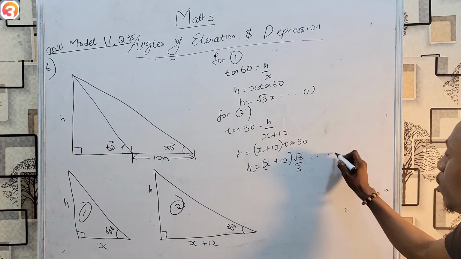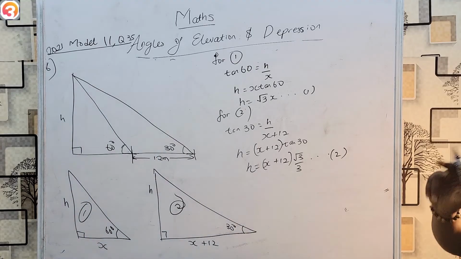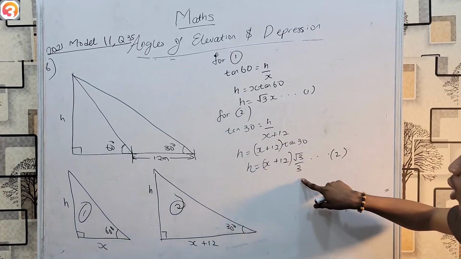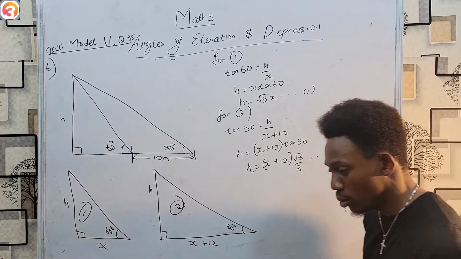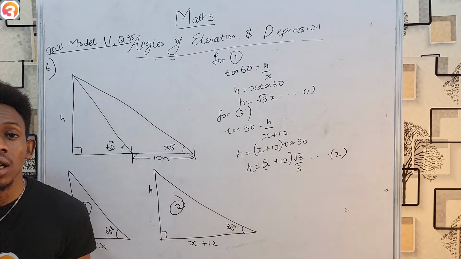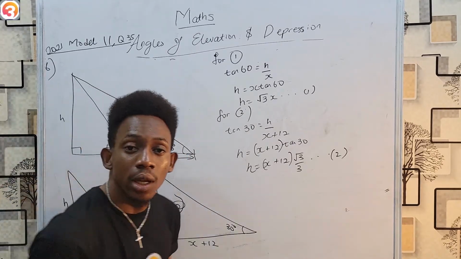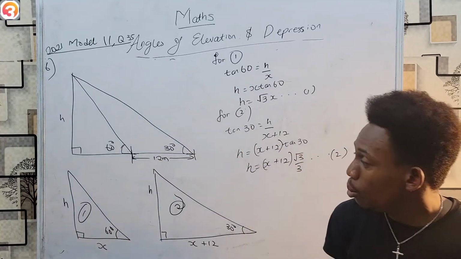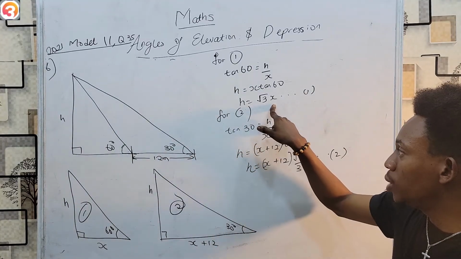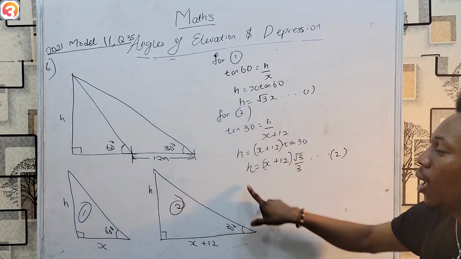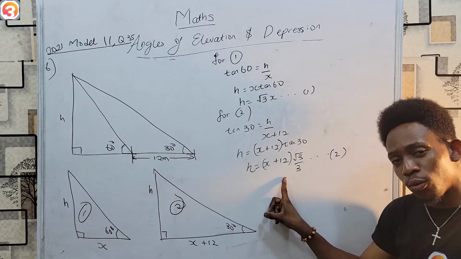Well, while this should be my equation 2, if I take a careful look at these, I realize something. h equals root 3x, and h also equals this. How is that possible? It's kind of like saying a bottle of Fanta equals 250 and a bottle of Coke equals 250. Or more accurately, h equals root 3x.